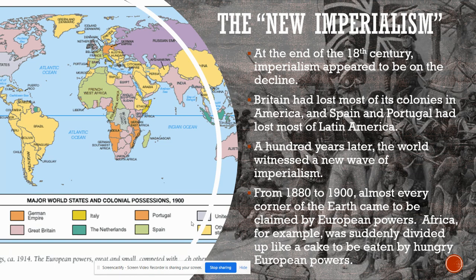So from the 1880s to the 1900s, almost every corner of the earth became claimed by European powers. Africa, for example, was suddenly divided up like a cake to be eaten by hungry European powers. And you can see that right here. Here's all the different places that were divided up in Africa. A lot of these places in Latin America are going to become independent, which we'll see later on.